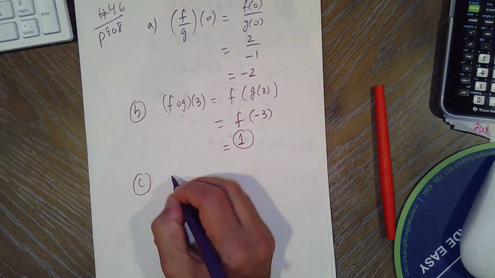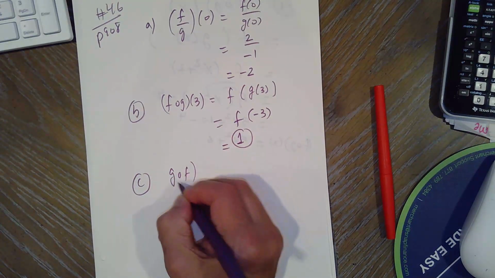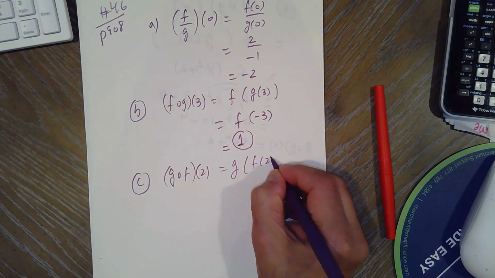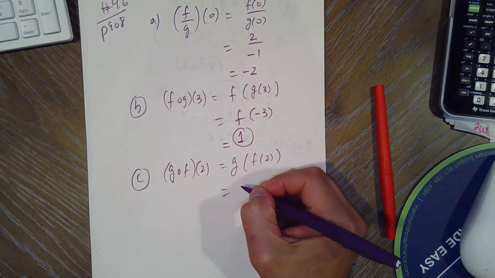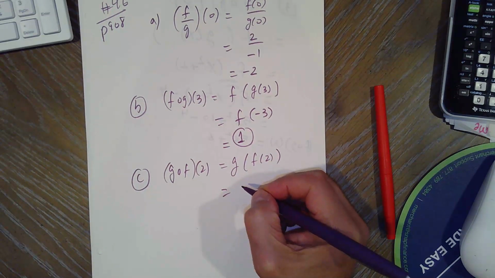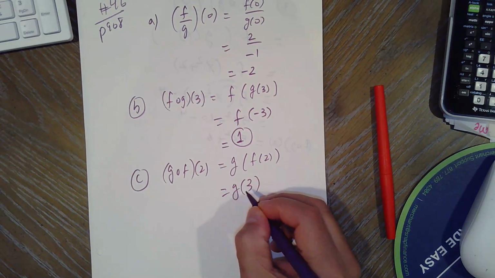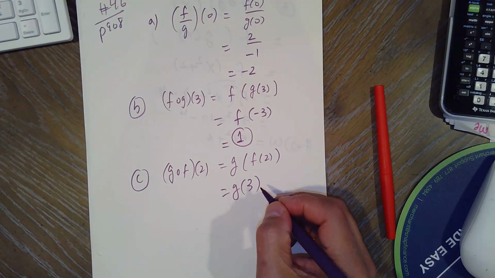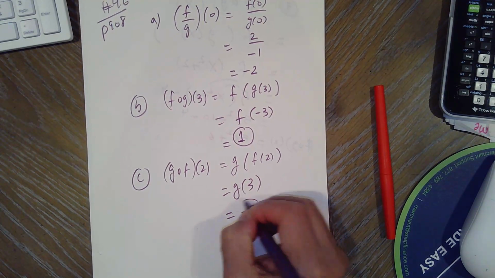And part C, g composite f of 2. So it's g of f of 2. f is the red graph, f of 2 is 3. And g is the blue graph, g of 3 is negative 3. And that would be the answer.